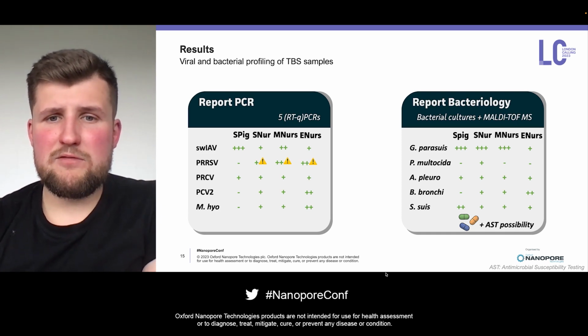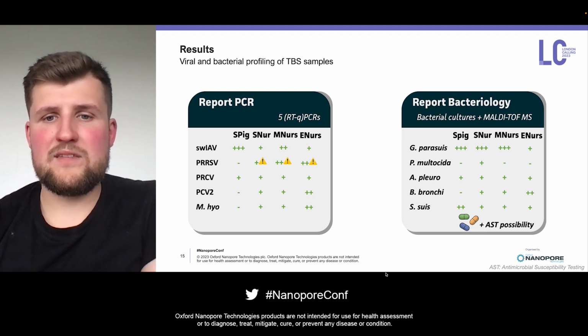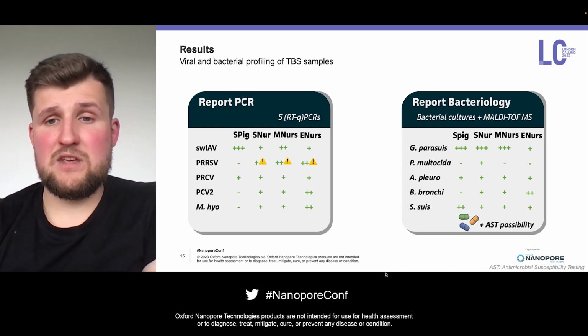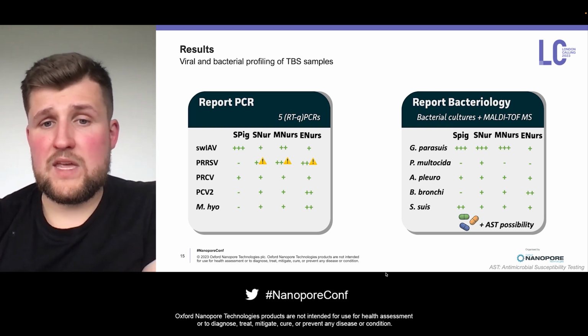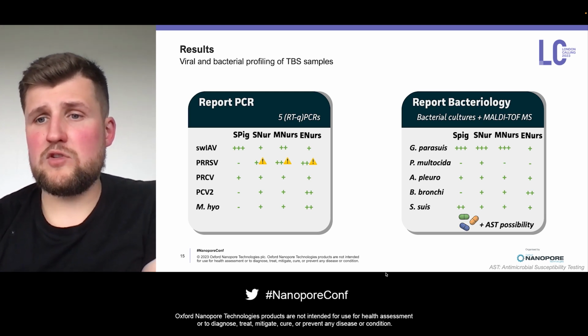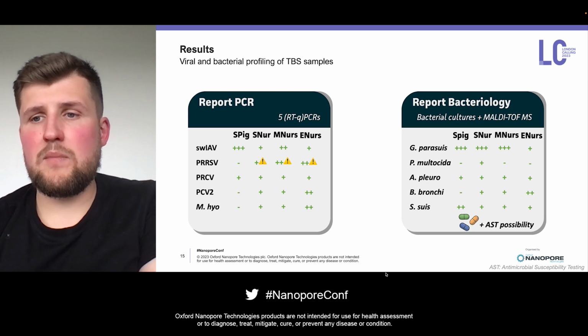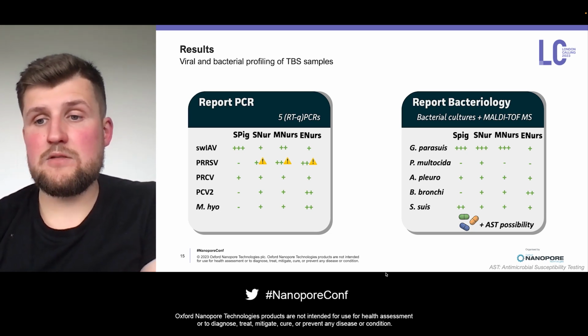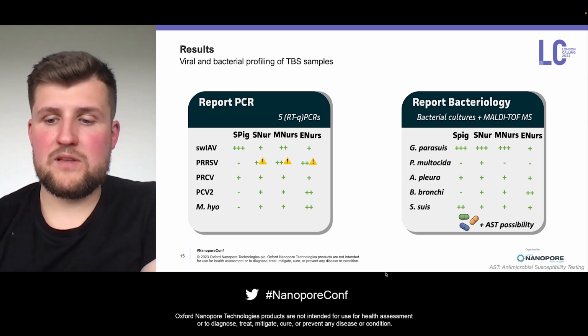So we would not get these bar plots, but we would get a report that looks rather like this, in which we get positive or negative, but also some quantification if a qPCR was performed. It can be for viruses and bacteria. For bacteriology, we should also do the bacterial cultures, and we would get the MALDI-TOF MS identification of the bacteria. The nice thing here is that we could get the antibiotic susceptibility testing.